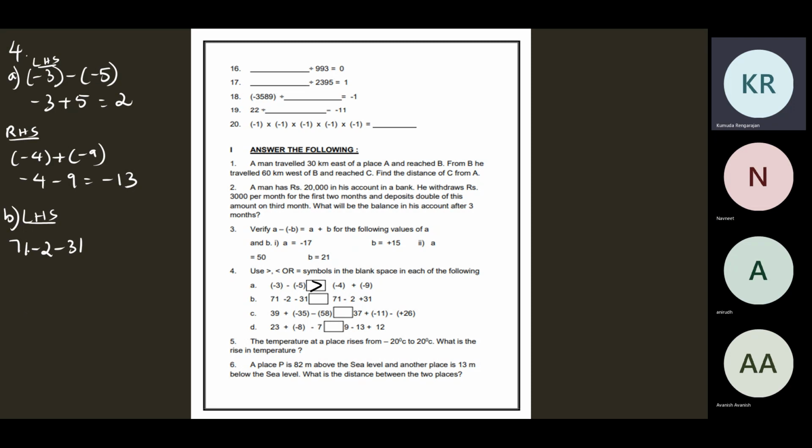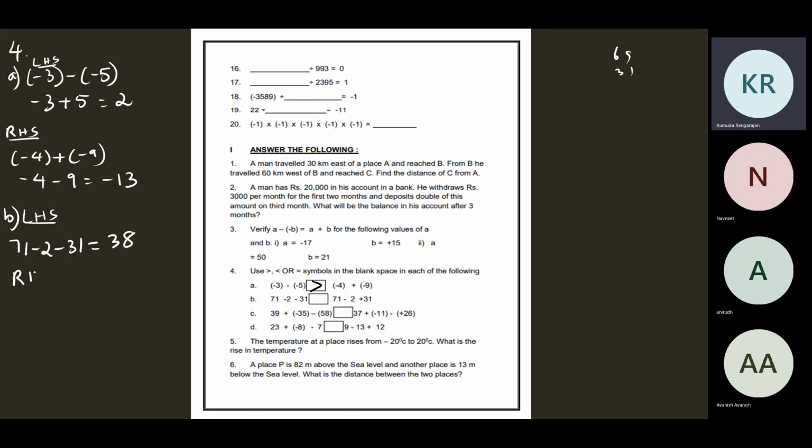Now listen to me. Don't write anything when I'm talking, when I'm explaining. Okay, so this is the LHS. 71 minus 2 is 69, and 69 minus 31 is 38. So this is the LHS.